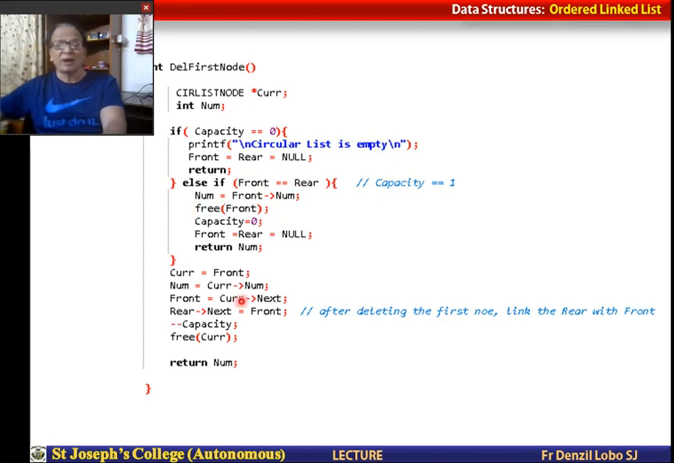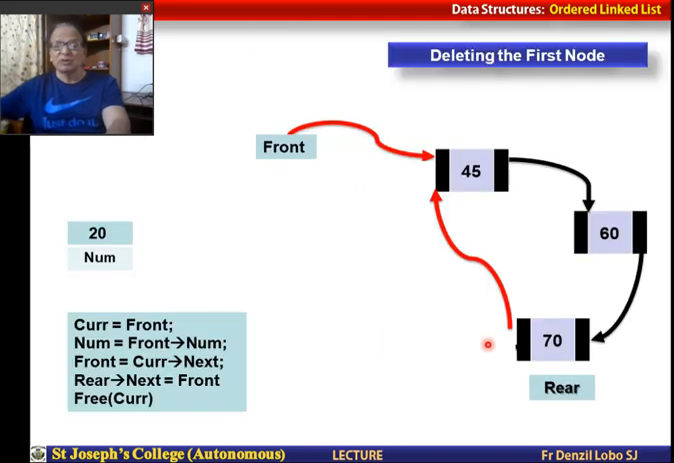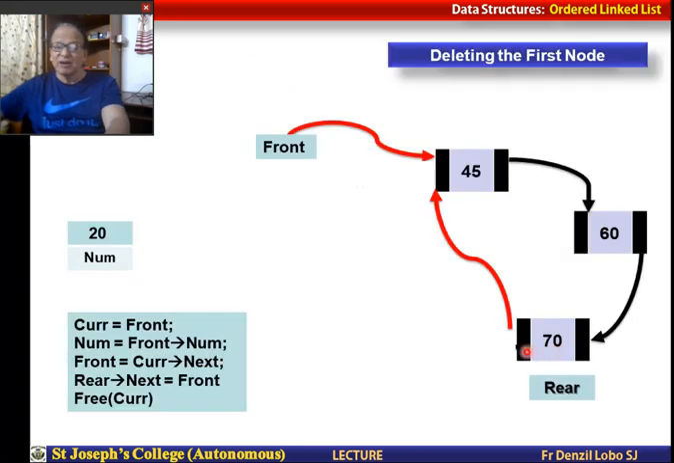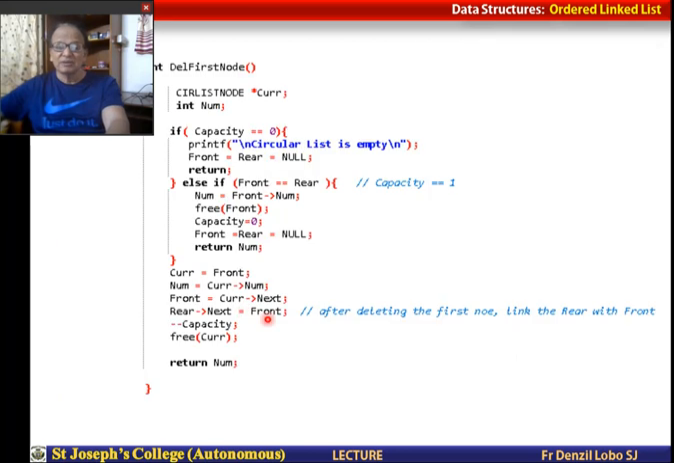And otherwise, as I have shown you in this, otherwise shown like this. What you have to do is make current, put the address of front into current. Then you get that number which is present on front. Then you make front equal to current next, that I showed you. And rear, make that rear next, or connect that rear, as you shown here. This rear next is equal to front as it is here. You are doing that and decrement the capacity because you have removed one node. Decrement the capacity, free the current and return number. So this is the function to delete first node in circular list.